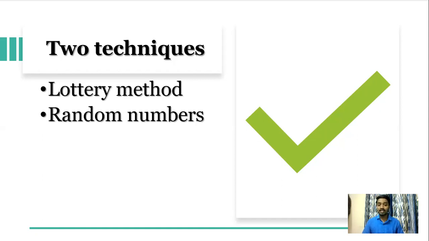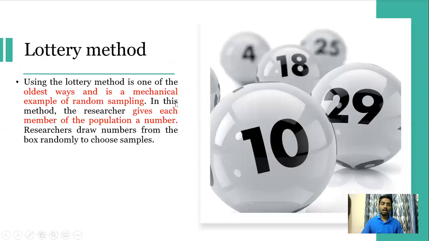That is the lottery method, basically, as we know it in common terms. But what does the lottery method mean when it comes to research, particularly to sampling? So here, the lottery method is one of the oldest ways of doing random sampling.